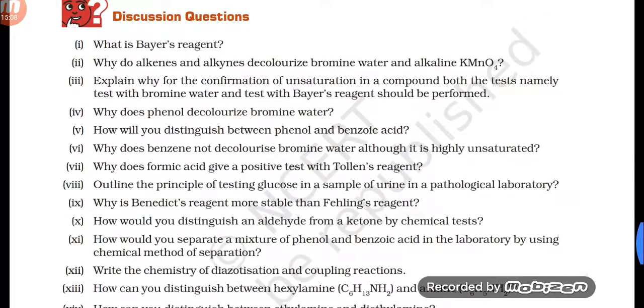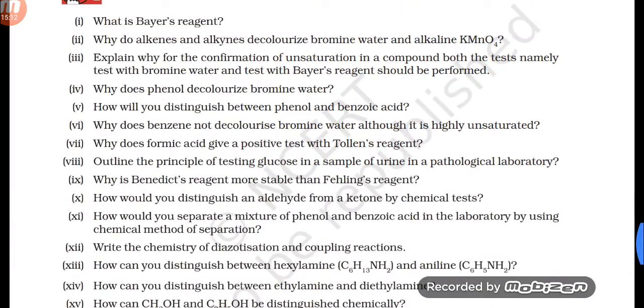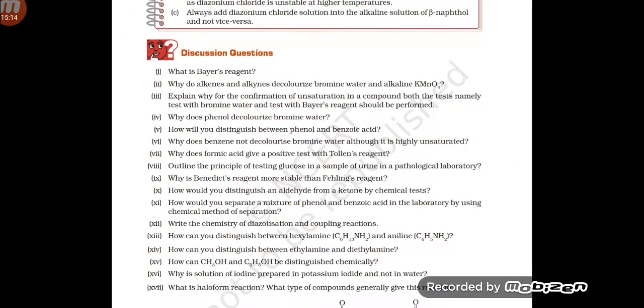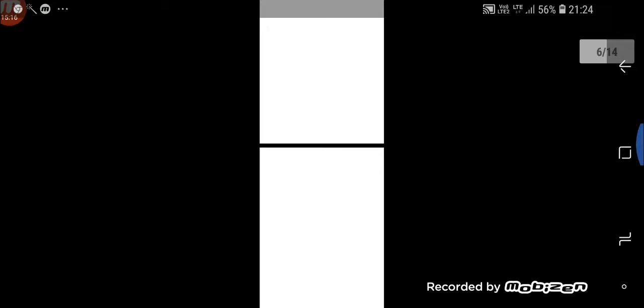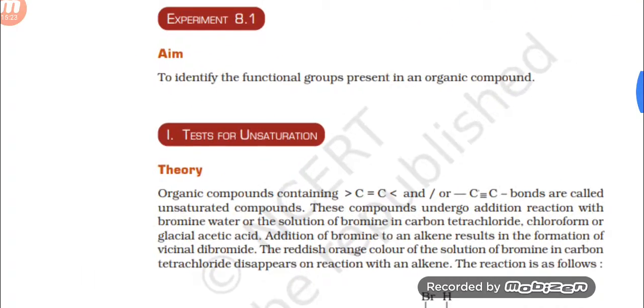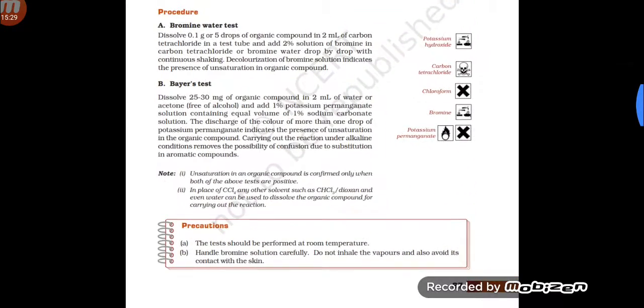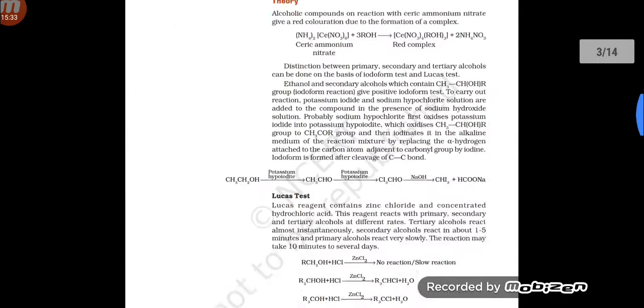So, discussion questions. This is a set of questions asked from all over the chapter, which we did from the starting of this chapter. I have completed this whole chapter in 3 videos. In the first one, we did the tests for unsaturation, which basically contained 2 experiments. The first one was the bromine water test, and the Baeyer's test was also covered there.